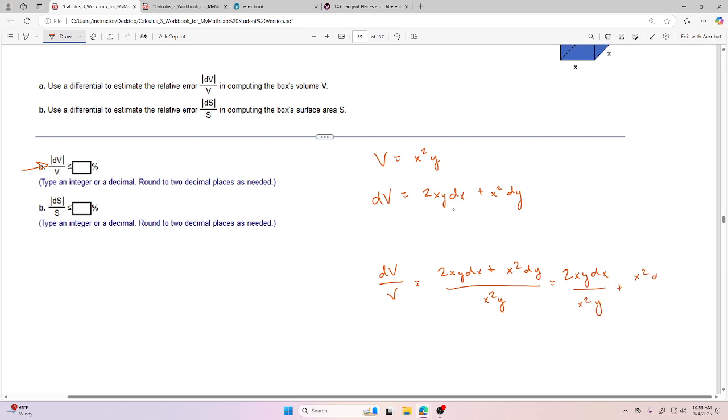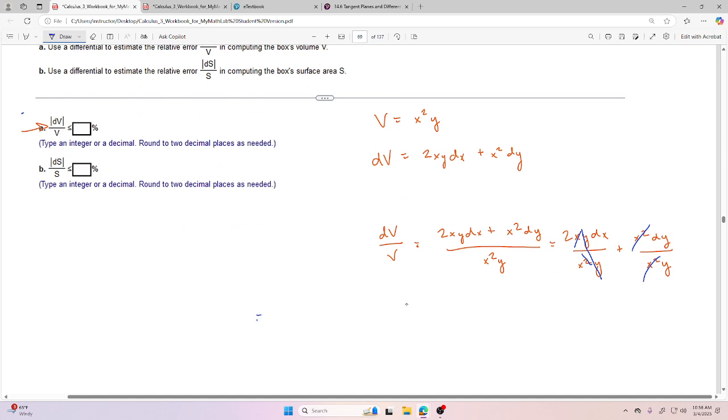Now, does this happen every single time? I don't know, honestly. I would hope so, because this is really cool. What's happening on this side over there? What's happening right here? The y's are canceling, and one of the x's is canceling. What about right here? Sweet. So what you have now, let me rewrite this. I'm going to have some room for the next problem, so let me keep it over here. What I have now is 2 dx over x plus dy over y.